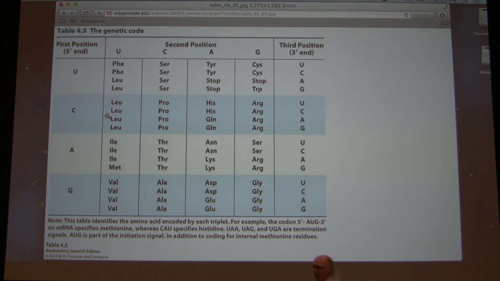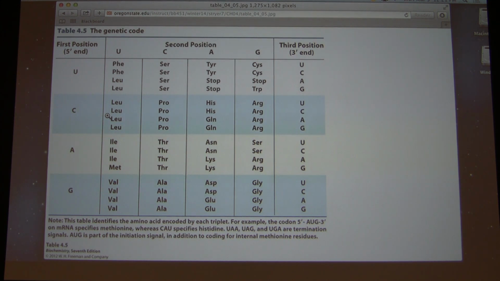3 of the codons correspond to stop codons. They are UAA, UAG, and UGA. Those are called stop codons. Okay? That means stop translation. This is the end of the message. When the ribosome hits that, it knows that we've just finished making the protein.